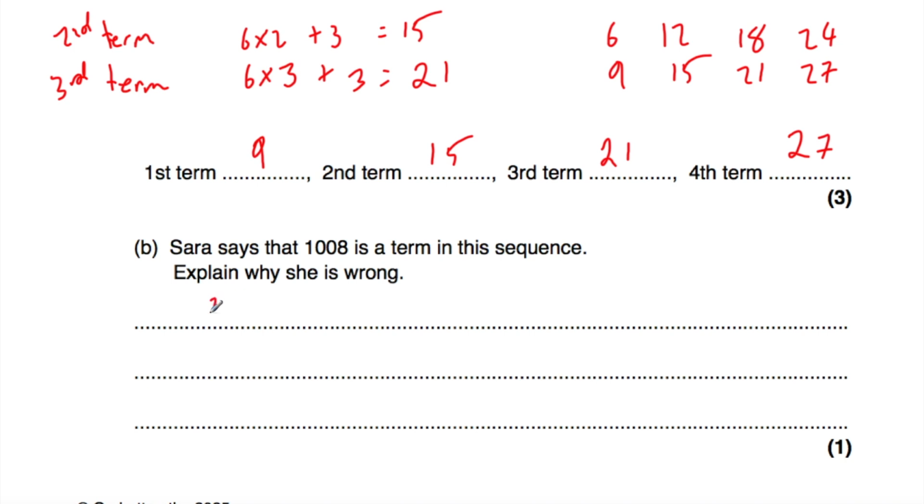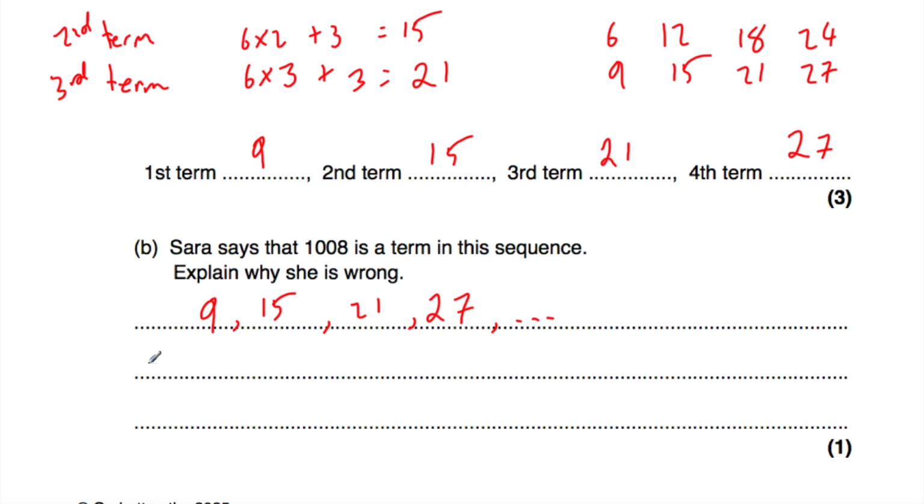The numbers in the sequence go 9, 15, 21, 27. And if we carry on with the sequence, you'll find that all of those numbers are odd. 9's odd, 15's odd, 21's odd, 27's odd, and so on. So if we added on another 6 to get the next term, it would be 33, and so on. So all the terms in the sequence are odd. So that means that 1008, which is even, would not be in the sequence.